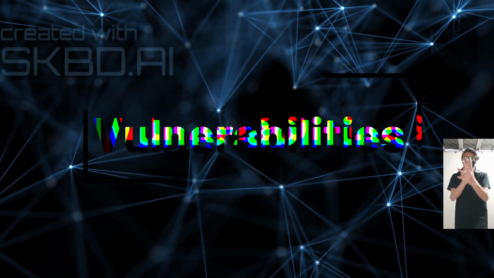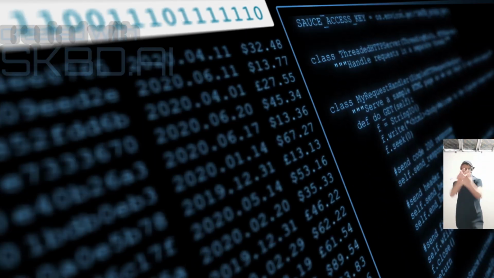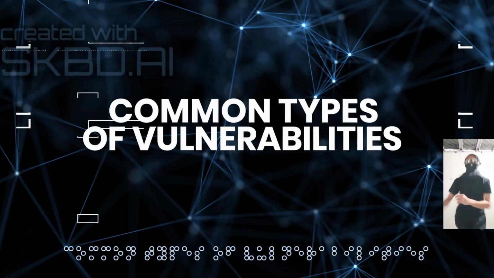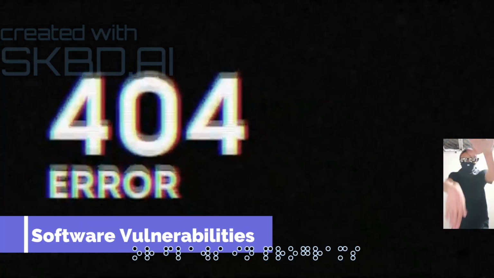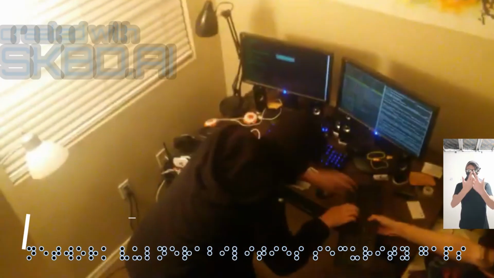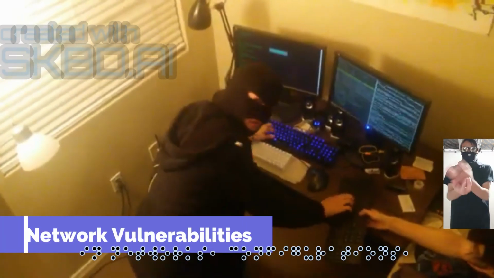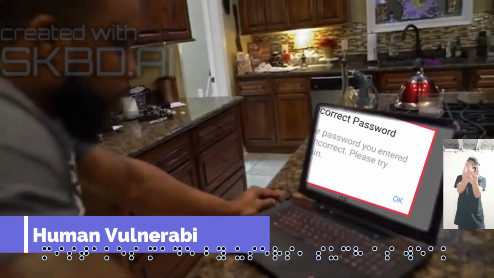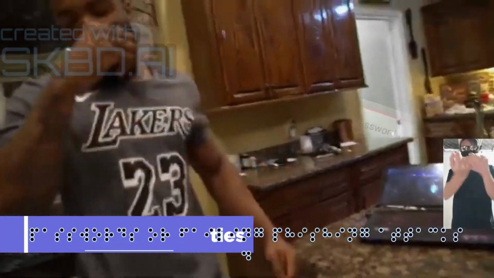Vulnerabilities. Vulnerabilities are weaknesses in systems, networks, or human behavior that attackers can exploit. Common types of vulnerabilities. Software vulnerabilities, bugs or flaws in programs or operating systems. Hardware vulnerabilities, weaknesses in physical components like processors or memory. Network vulnerabilities, security gaps in networks, configurations, or protocols. Human vulnerabilities, mistakes made by users, such as weak passwords or falling for phishing attacks.